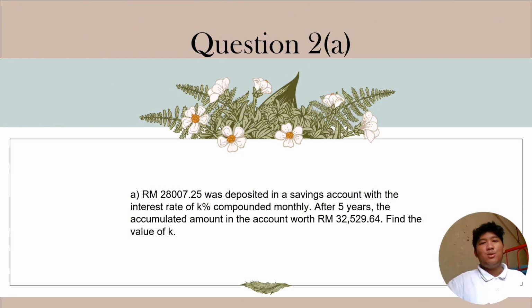Assalamualaikum. My name is Muhammad Aiman bin Idris Aznan. I'm going to present question 2A. The question is, RM 28,725 was deposited in a saving account with the interest rate of K%, compounded monthly. After 5 years, the accumulated amount in the account was RM 32,529.64. Find the value of K.